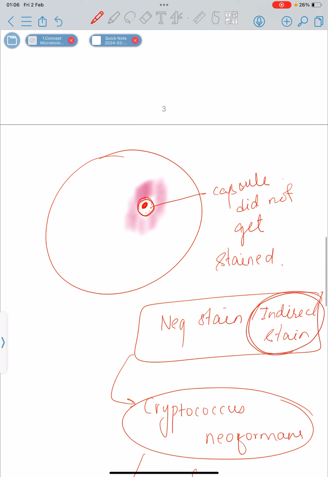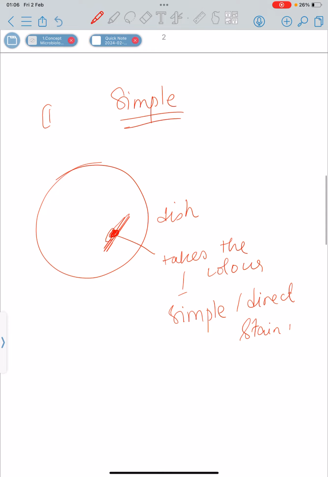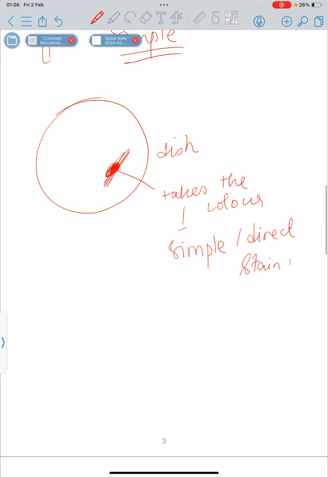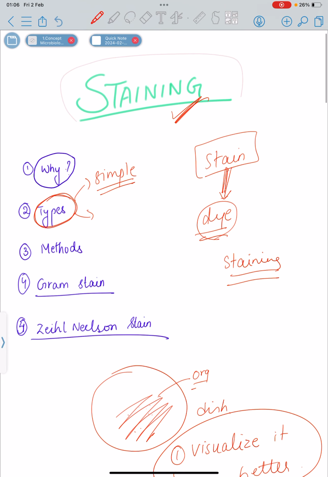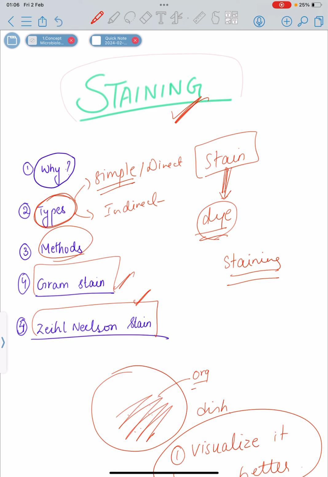Indirect staining means that the organism or its capsule would not be stained, but everything else would get stained. But in simple staining, the organism itself gets stained. Okay, so these are the types of staining: simple or direct, or indirect. There are various methods, and Gram stain and Ziehl-Neelsen stains are very famous. We'll discuss them now.